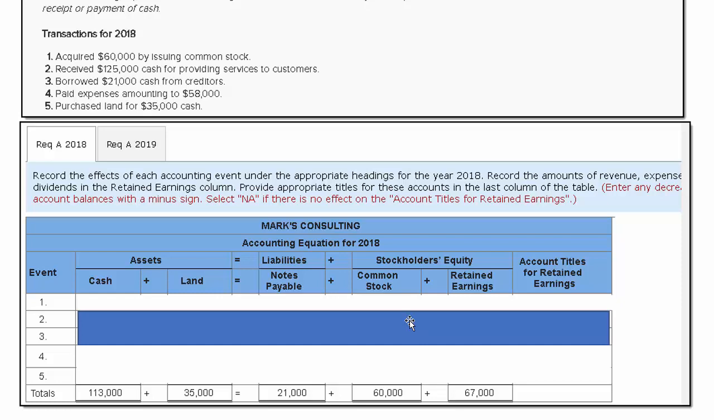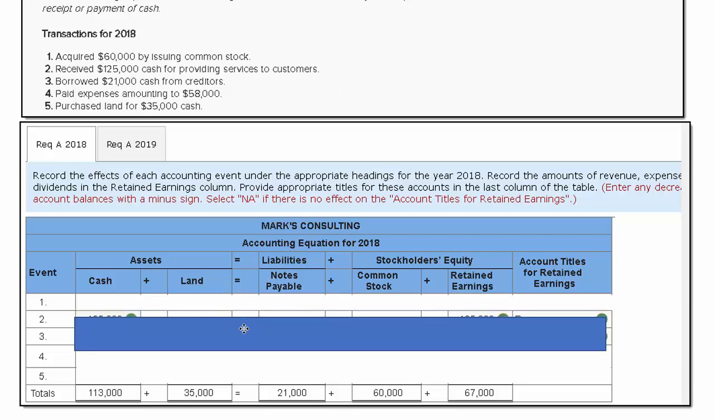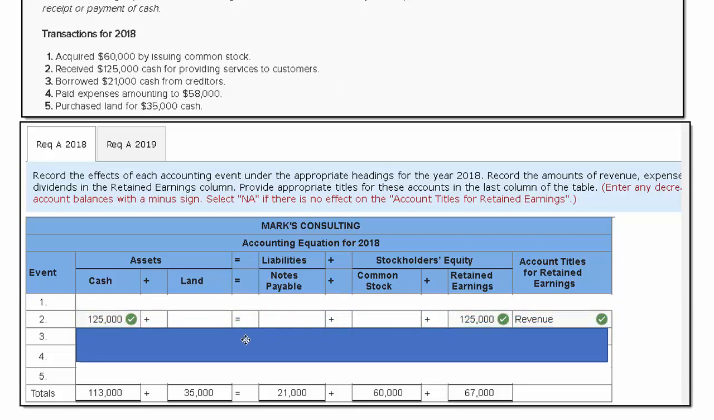All right, so number 2 says received $125,000 cash for providing services to customers. All right, well, cash is going to increase by $125,000, and then the other side of the accounting equation that falls is an increase in retained earnings, and the account we would use is revenue. Now remember, retained earnings increases when we have revenues. Sales would be an example of a revenue account. Consulting services would be another example of a revenue.